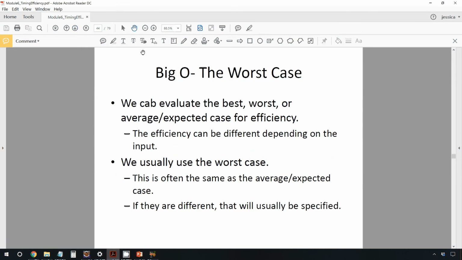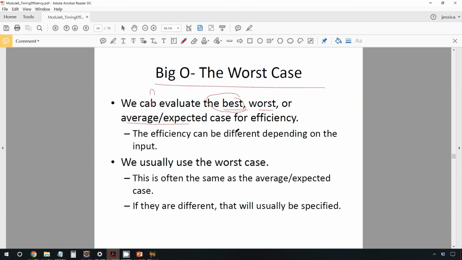One other thing we need to think about with big O is that we describe the worst case running time or execution time of an algorithm. So this should say can: we can evaluate the best case, the worst case, or the average and expected case, and the efficiency can be different depending on the input. We usually don't care about the best case because we can't ever count on the best case happening. So we usually don't care about that.